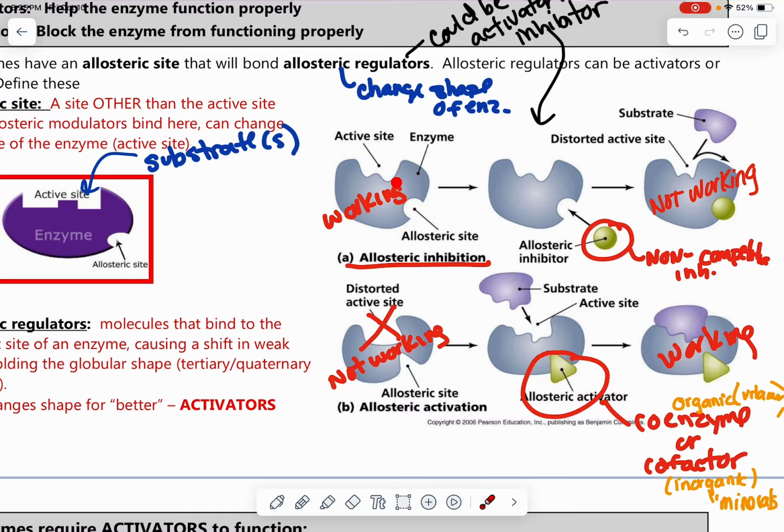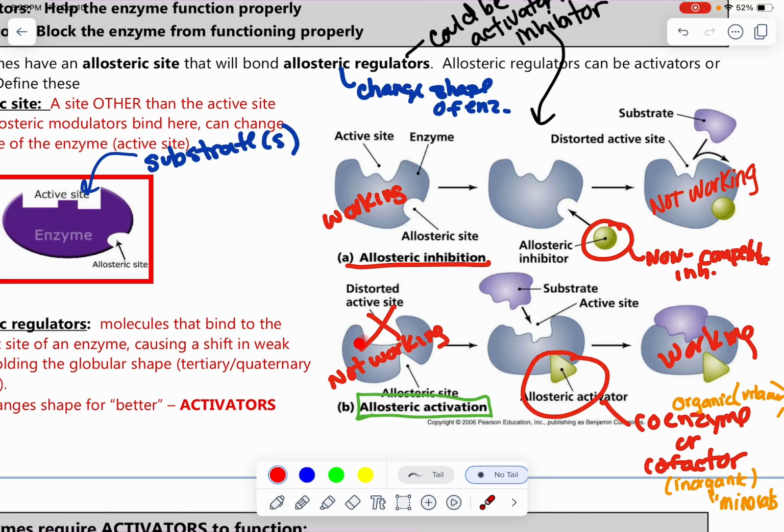So it's working. A non-competitive inhibitor changes the shape so that it's not working. So it's still blocking the substrate from coming into the active site, but it's called a non-competitive inhibitor or an allosteric inhibitor because it's not competing, it's not binding in the active site, it's binding here on an allosteric site. Down here, this would be the same thing, but this is an activator that's an allosteric modulator.